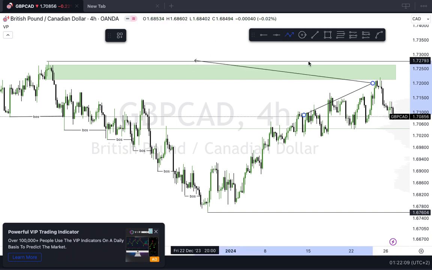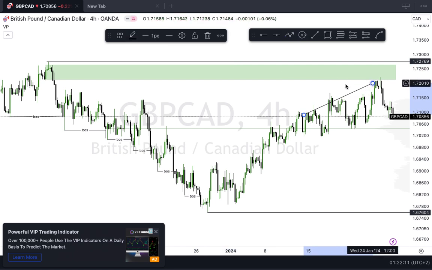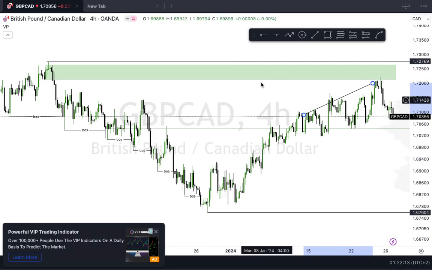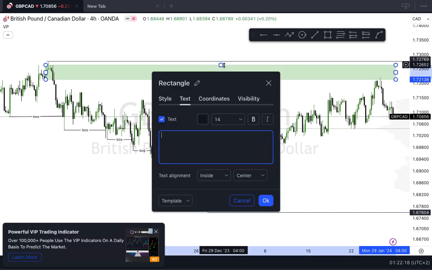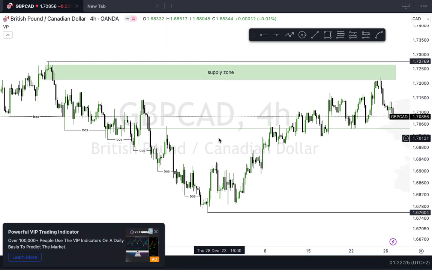So let's just mark it as a valid supply zone, meaning it was tested, the market mitigated that demand zone, and then from there we started seeing some movement, you understand. And then from there we can definitely see that we had these areas. You see these areas, so those were areas of liquidity, right?